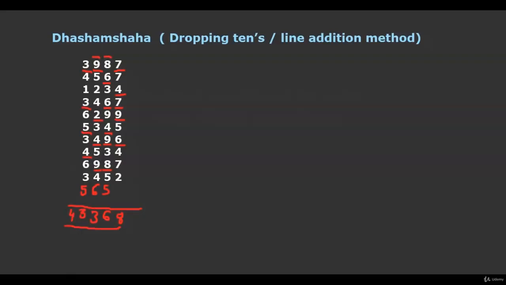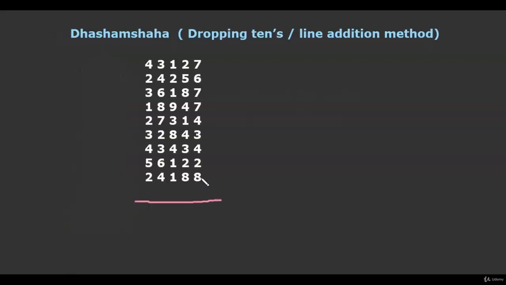Let's do one more problem of 5 digit numbers. Again we will start from the bottom to top. 8 plus 2 is 10. So drop 10 over here. 4 plus 3 is 7. 7 plus 4 is 11. Drop 10 over here. Carry 1 to the next number.